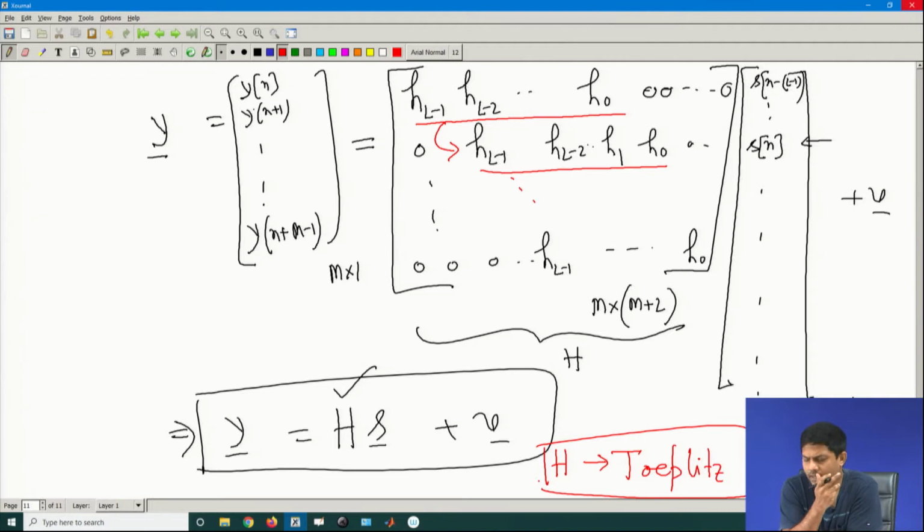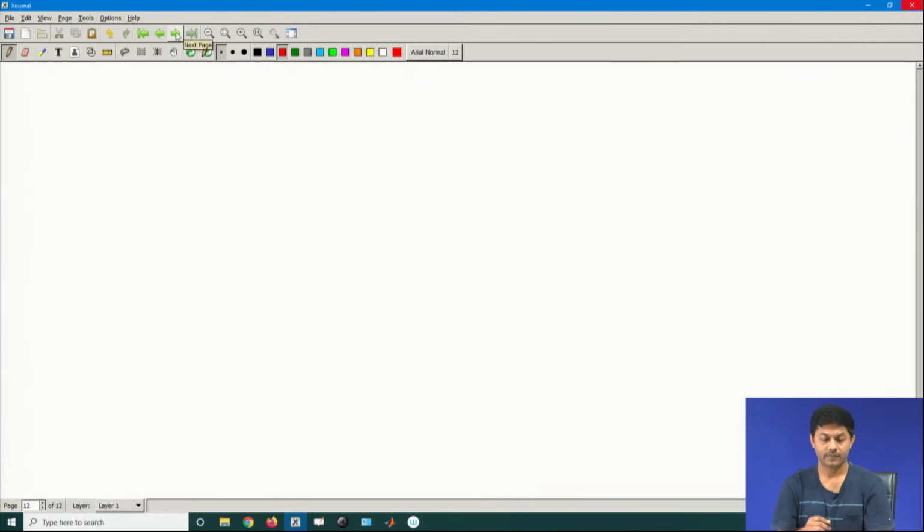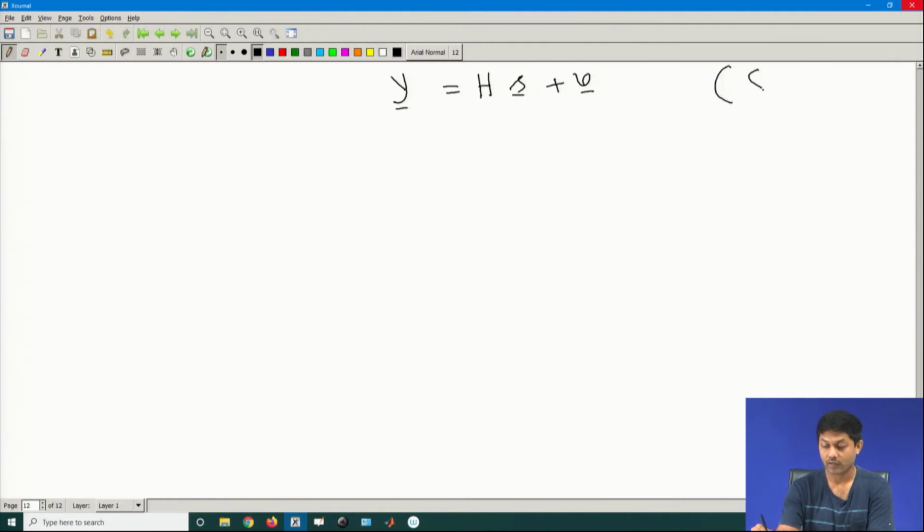Toeplitz matrix, that is okay. Maybe this is how the nature would be, but I am not worried about that. Now, you know how to get back your S. Okay. So, how do you get back your S? You can create some equalizer, because your equation is y is equal to H S bar plus V bar. So, it is a SISO model, mind it.